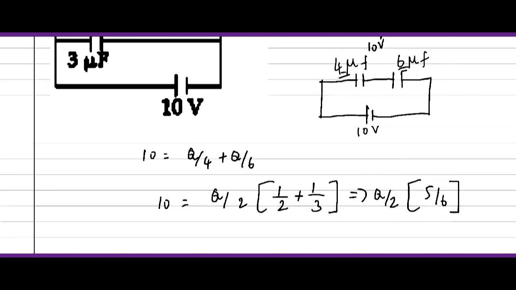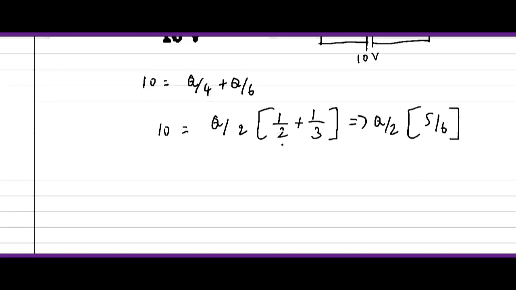So the final answer is Q equal to 24 µC. This is the charge in the 4 µF capacitor.